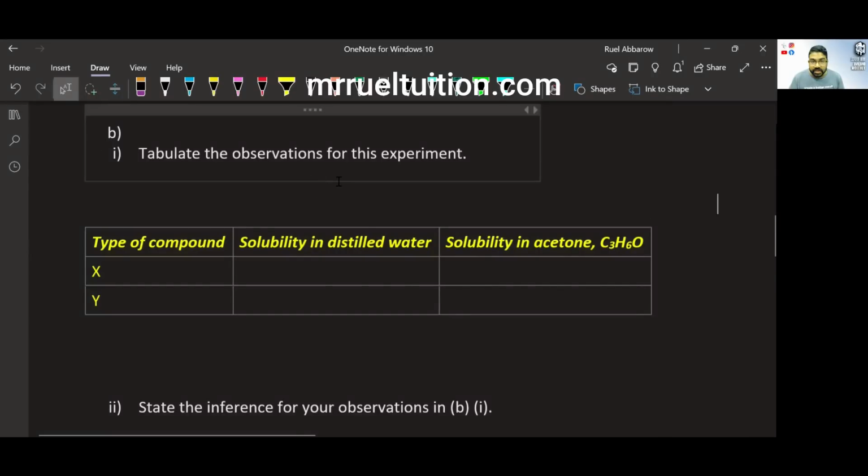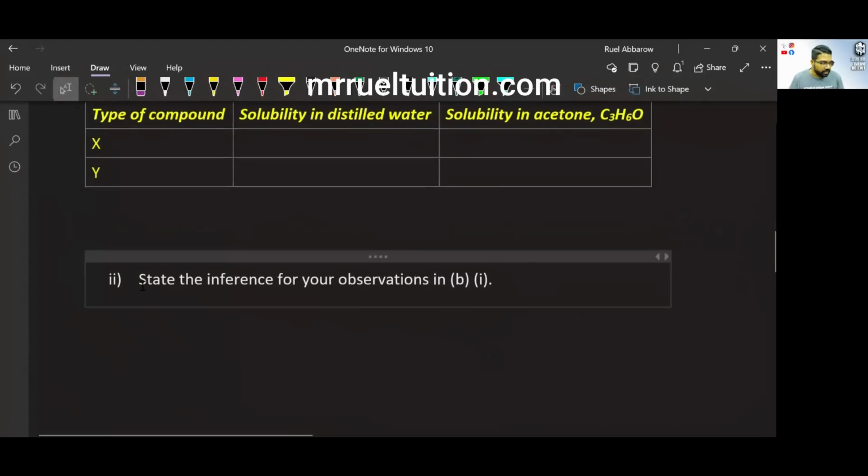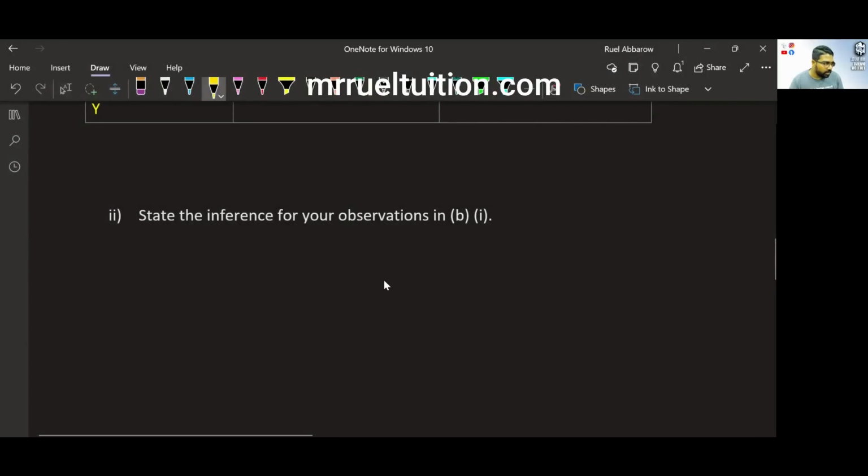So after observation, then we come to inference. State the inference for your observation. This inference, class, is not to be confused with the inference for physics. The inference for physics is unique. It is not an inference based on observation like this. They won't ask for inference based on observation. They will just say state the inference for the experiment. That's different. In chemistry and biology, we don't have such a thing. There has never been such a thing for chemistry and bio up till now.